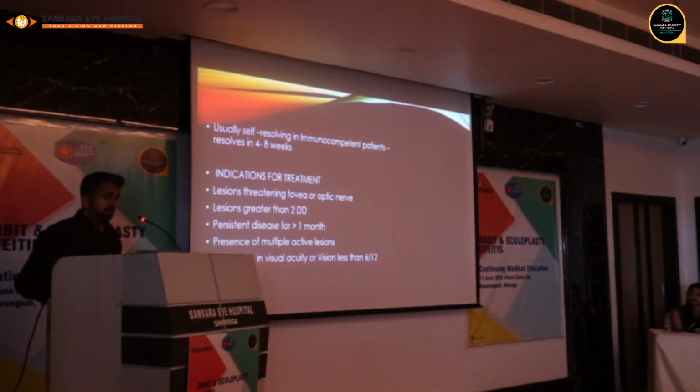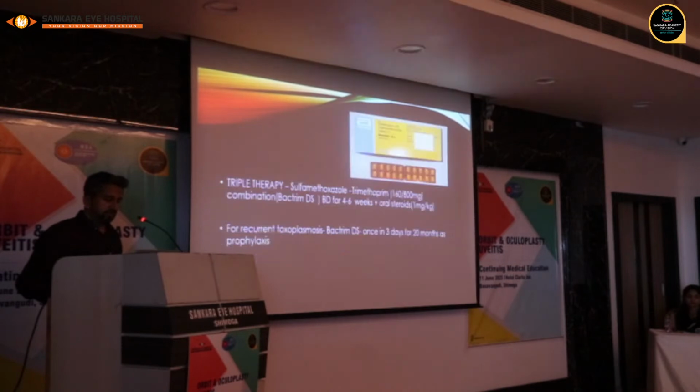Now, when to treat? They normally say it's self-resolving in immunocompetent patients, but most of the time you will end up treating them because most of the time the lesions are threatening either the fovea or the optic nerve. They usually present to you because they have visual symptoms. They have lesions greater than 2 disc diameters, disease for more than 1 month, or a drop in visual acuity to less than 6/12. So these are indications for treatment.